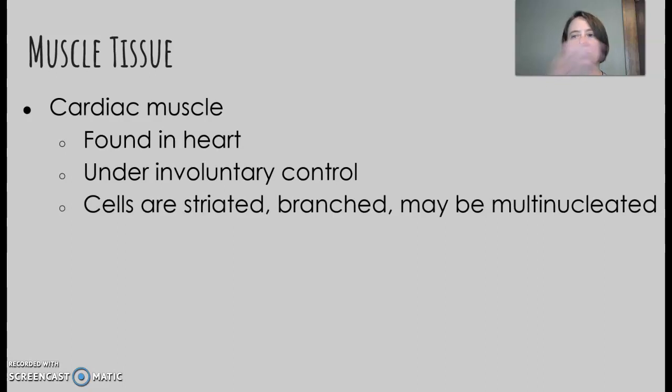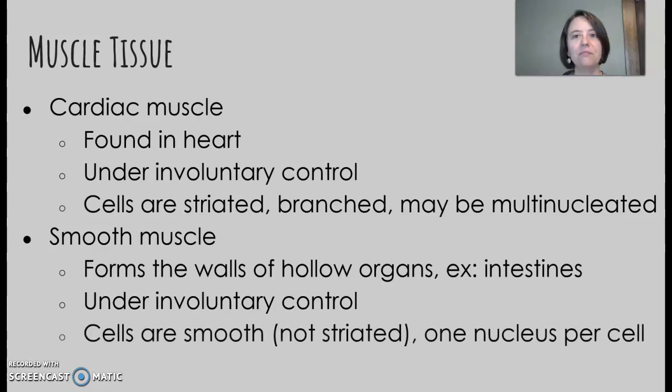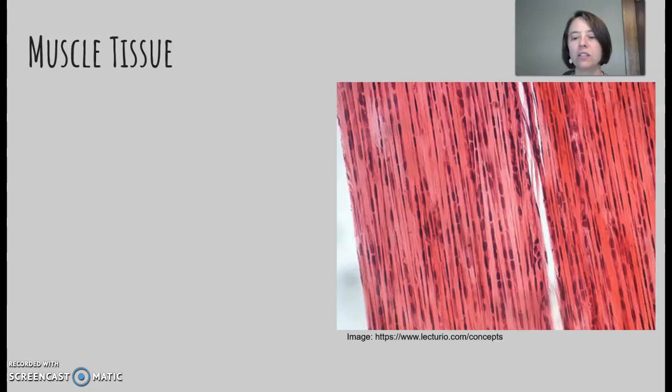The cells also look striated, and they are branched, and they may be multinucleated. And the third and final type is smooth muscle, and that forms the walls of hollow organs, like the walls of your intestines. They are under involuntary control, which is good because you don't have to think about every time you want to move food through your intestine. And the cells are smooth, they are not striated, and they only have one nucleus per cell. So here's a picture, and you can see the muscle fibers and the multiple nuclei in there.